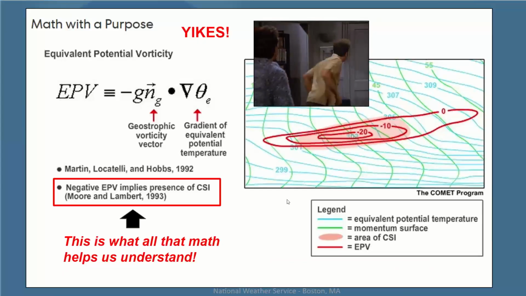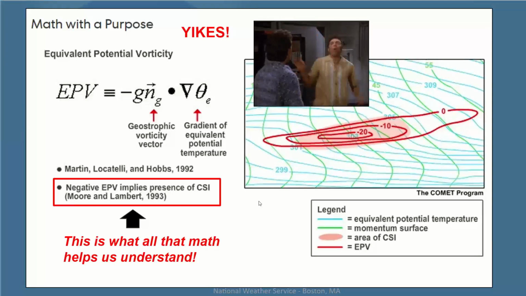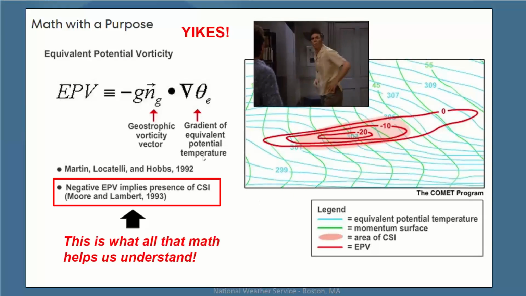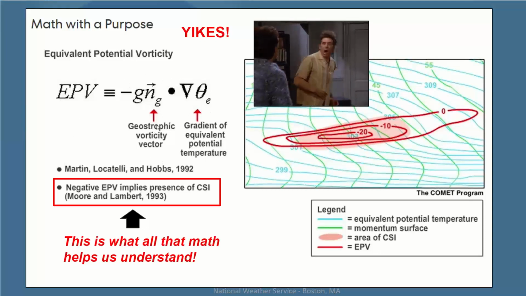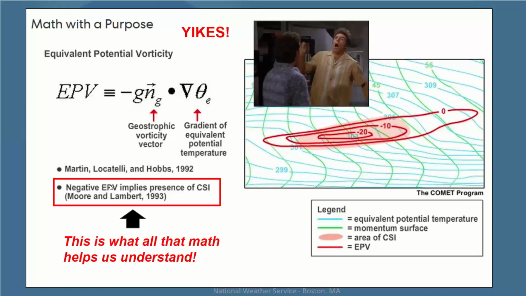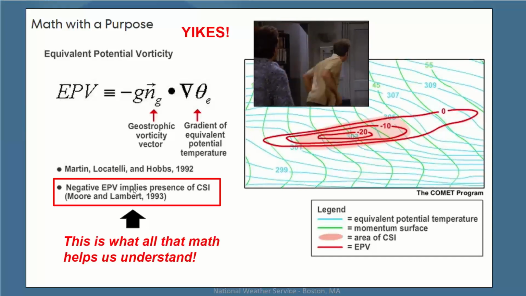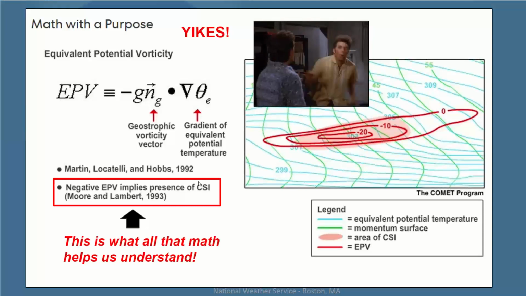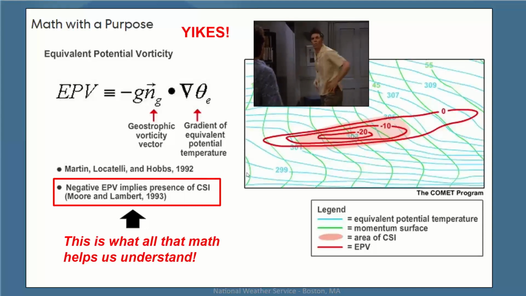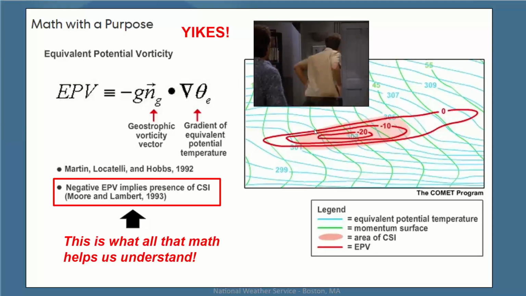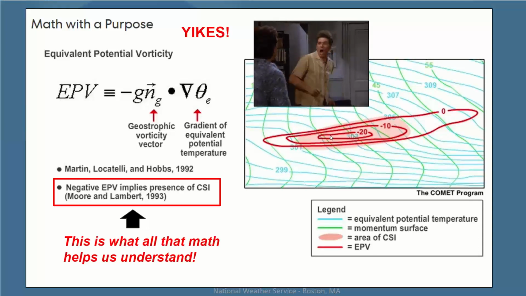So just to scare you a little bit, yeah, there's definitely math with a purpose here. For those of us who went through college or any prospective students, this is why you learn all the math and all the calculus. But really what all this is to say is when we have negative EPV, remember I talked about that equivalent potential vorticity, when you have a negative value of that, it implies the presence of the CSI, the conditional symmetric instability. So when we look at a model forecast and we can see negative EPV, then we know we have that instability that's available to be released.